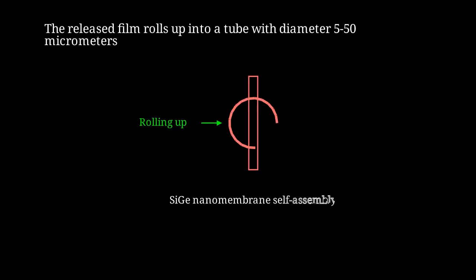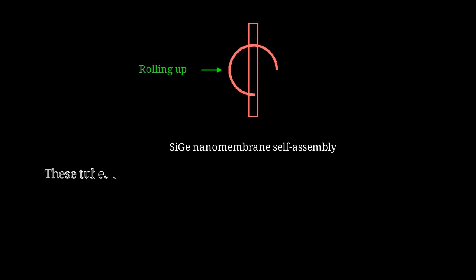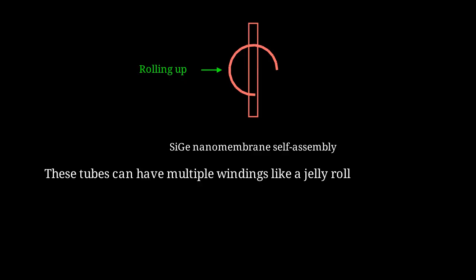This diagram shows the rolling process. The flat strained membrane on the left spontaneously transforms into the tightly rolled tube on the right. Interestingly, these tubes often have multiple windings, like a jelly roll or Swiss roll cake. The number of turns depends on the initial lateral dimension of the film.